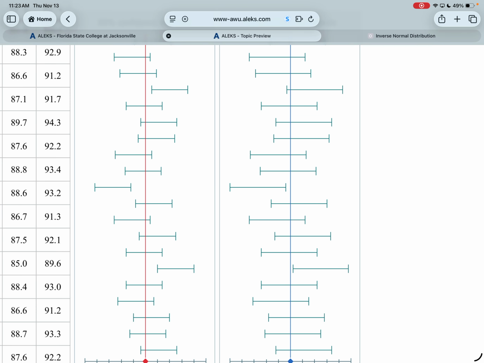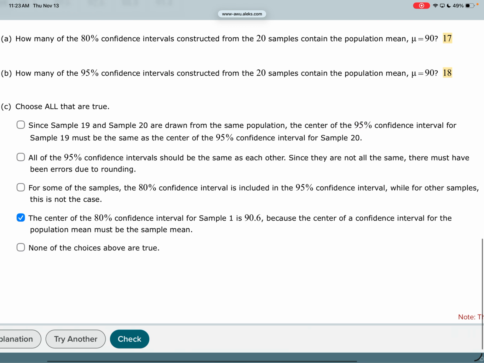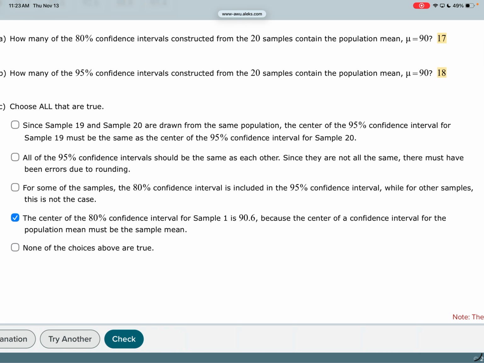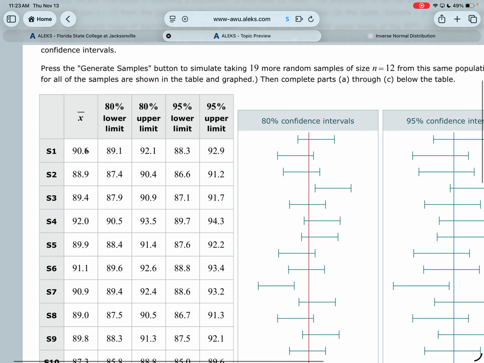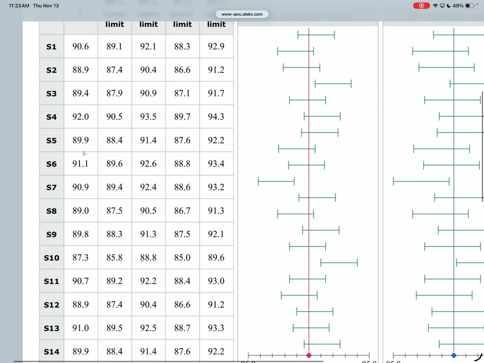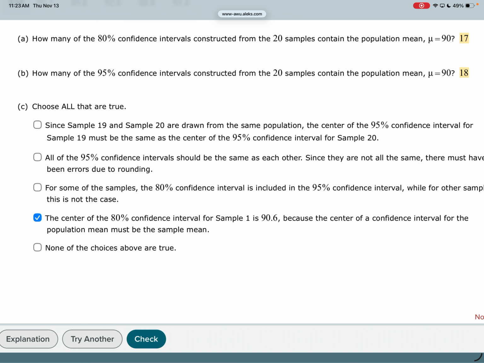Does that make sense? So like 80% confidence interval, small margin of error. 95% confidence, big margin of error. So every single time, the center of these are going to be the same, and the smaller one is going to fit inside the bigger one, okay? So that actually should be every single one fits in there. And the last one is true. The center of the 80% confidence interval for sample 1 is 90.6. Again, if it says what sample it is, scroll up there and look. The center is 90.6. Yeah, that's probably true then. Because the center of the confidence interval for the population must be the sample mean.